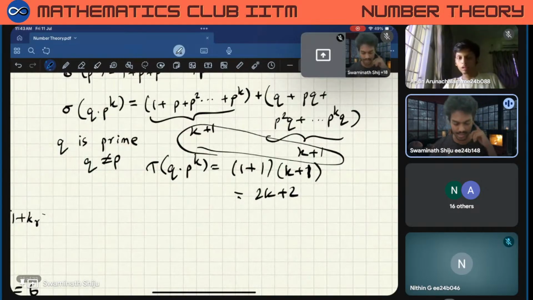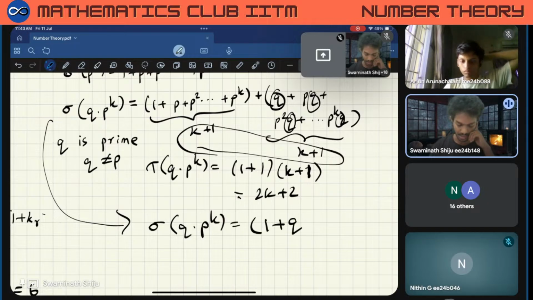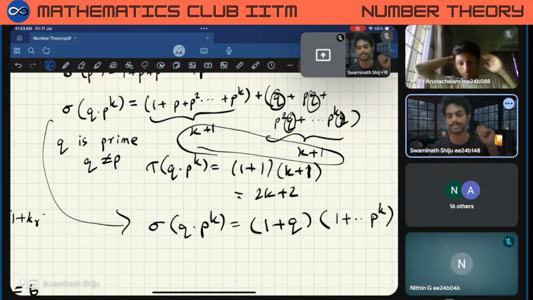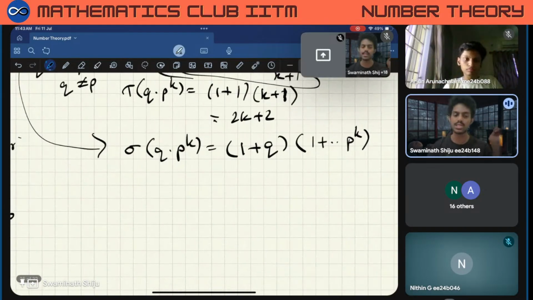Now if you look at this, you can take q common out from here. And then you can write this as sigma of q into p power k is equal to (1 plus q) into (1 plus p plus ... plus p power k). So by looking at this, you would feel like it's multiplicative. Now, how can we prove that it is multiplicative?